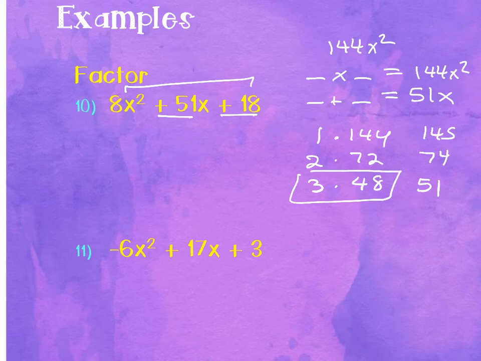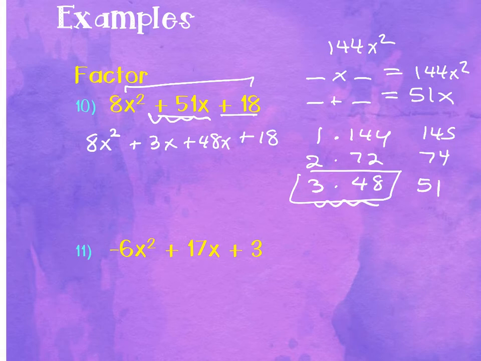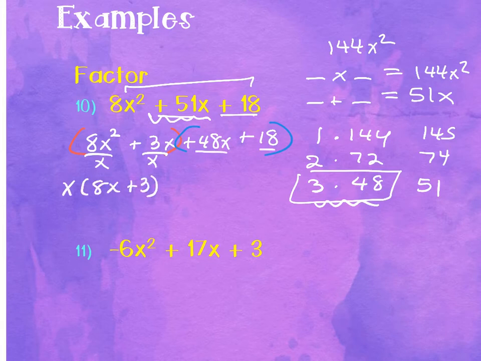So I rewrite the 8x squared. I'm replacing 51 with these two numbers. And then rewrite the 18. Make your groups. Red, blue. GCF of the first group is just going to be an x. GCF of second group, that is going to be a 6.